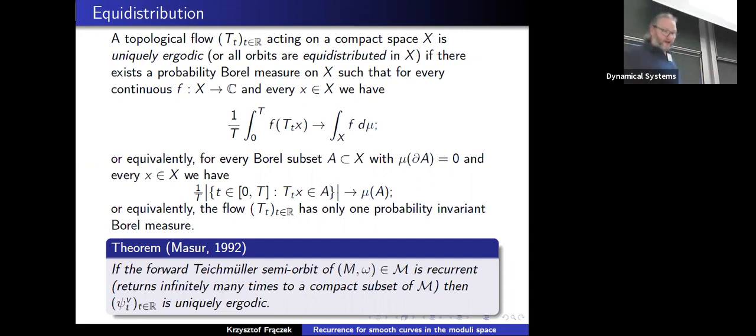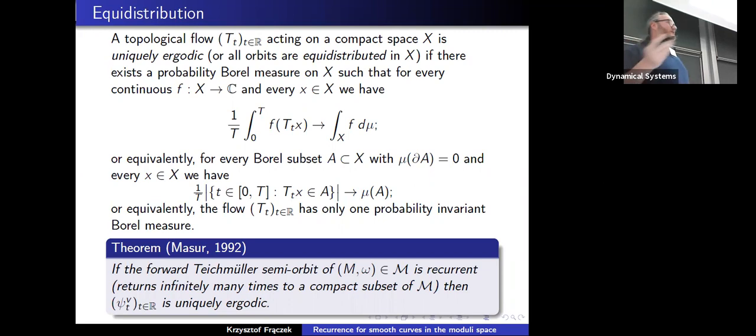And the formal definition is that there exists an invariant Borel probability measure such that Birkhoff's ergodic theorem holds for every continuous function and every starting point. More geometrically, equivalently, it means that for any Borel subset with small boundary, the frequencies of any semi-orbit of the flow tend to the measure of our Borel subset.